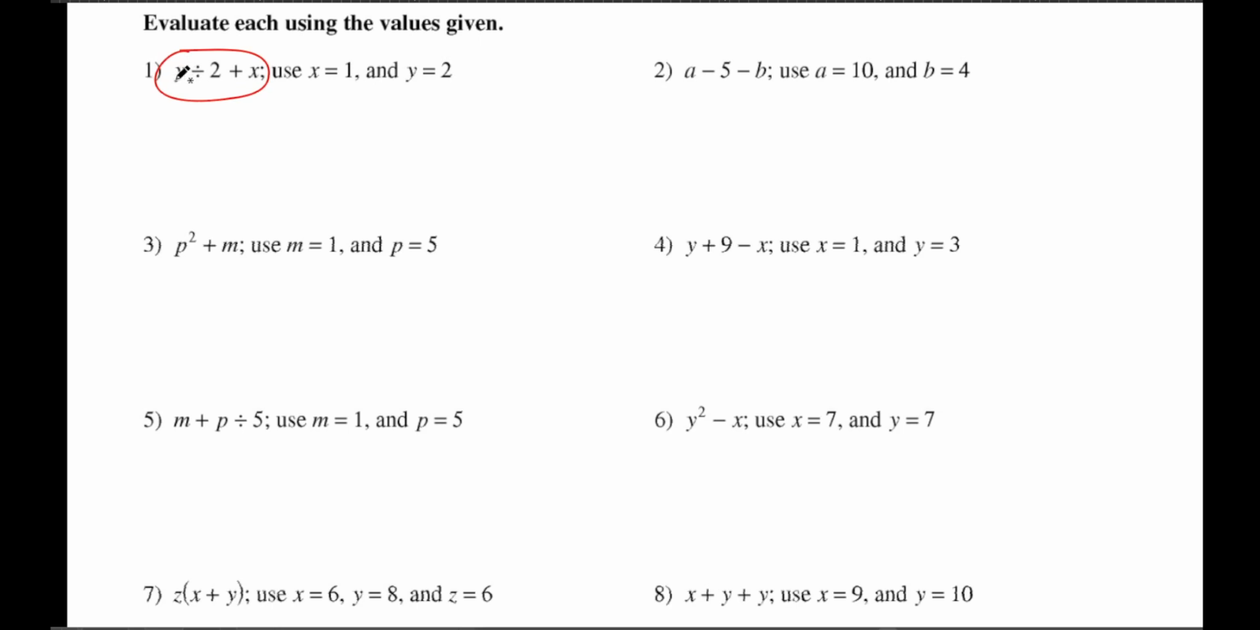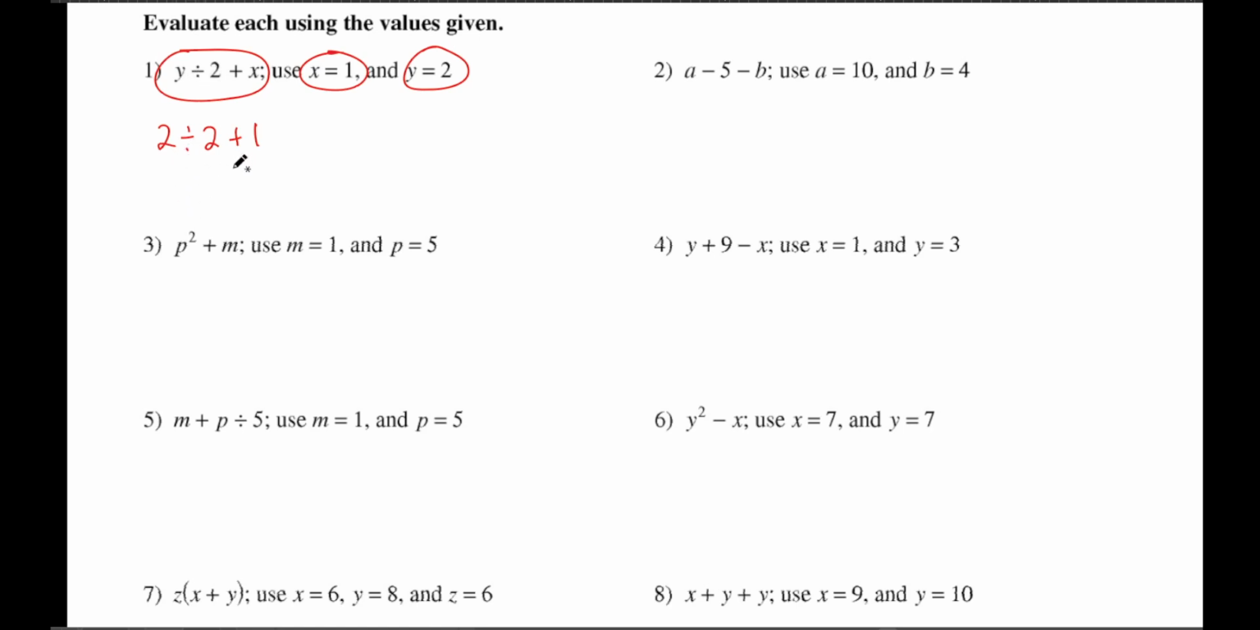So instead of y divided by 2, what number are we going to put in for y? A 2. How'd you get that? Because they told you right there that y is equal to 2. So I'm going to go what? 2 divided by 2 plus x. What's the x equal to? It's 1. So I put a 1 there. Now, this is our second worksheet, but it's basically the same exact thing that we did on the first worksheet, except you just have to plug the numbers in for those letters. That's it. That's the only thing different.